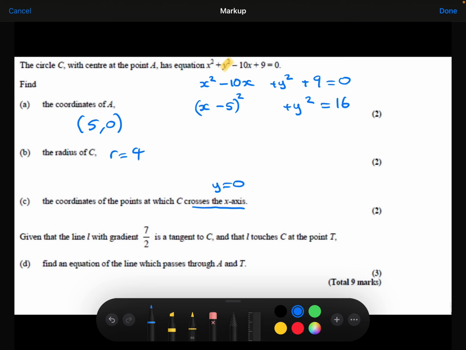So if I substitute 0 into that first equation, I just get x squared minus 10x plus 9 equals 0, which I can factorise. And I find that x will equal 9 or x will equal 1. So the coordinates of the points where the circle crosses the x-axis are 9, 0 and 1, 0.